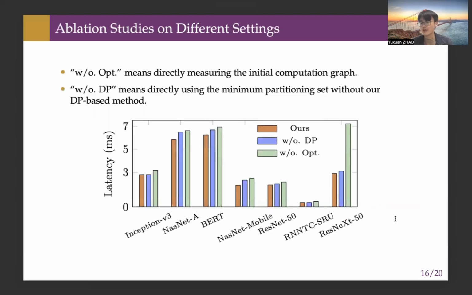We conduct an ablation study on different settings to validate the graph optimization and the dynamic programming method. The results demonstrate that we can improve the inference latency by performing super graph substitutions. The optimal solution formed by our DP-based method leads to an optimized graph that is better in performance.